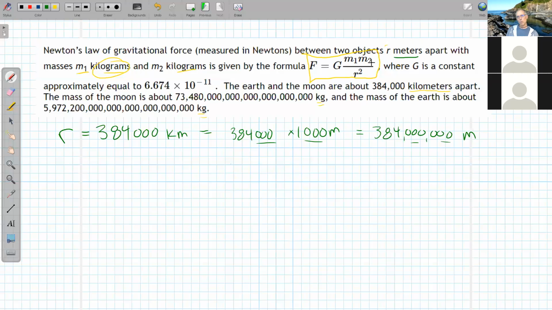All right, so then we have M1 and M2. It doesn't matter the order we multiply. So since we're given the moon first, we can say that that's M1. So let's say M1 equals that number right there. Either we keep all of those or we put it in scientific notation. So I'm going to aim for scientific notation. I'll do it both ways just for fun.